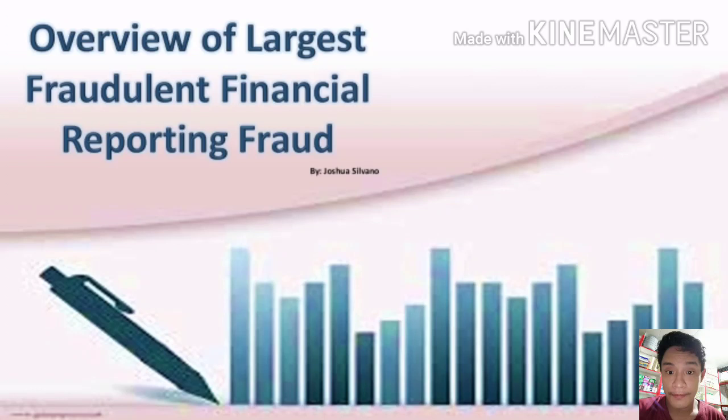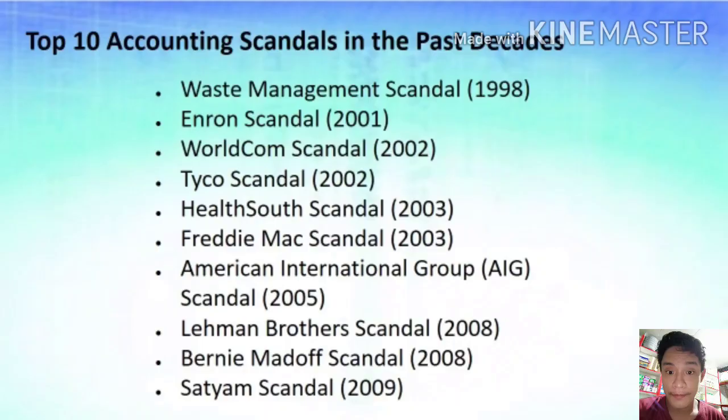My report is all about an overview of the largest fraudulent financial reporting frauds. These are the top 10 accounting scandals in the past decades: Waste Management Scandal in 1998, Enron Scandal 2001, WorldCom Scandal 2002, Tyco Scandal 2002, HealthSouth Scandal 2003, Freddie Mac Scandal 2003, American International Group Scandal 2005, Lehman Brothers Scandal 2008, Bernie Madoff Scandal 2008, and Satyam Scandal 2009.